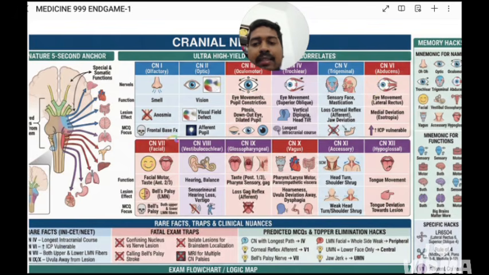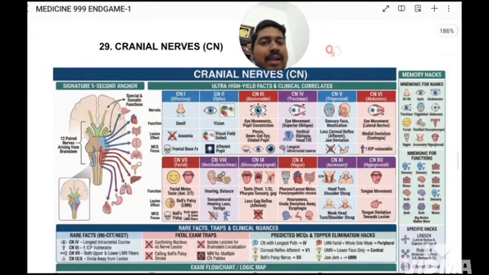Now, the 7th cranial nerve is very important. We'll go through this in ENT, so we won't discuss much here. The 8th cranial nerve also we'll see in ENT. The 9th is important because of loss of gag reflex. This occurs in 2 conditions: one is bulbar palsy, and second is pseudobulbar palsy. So you should know what is bulbar palsy and what is pseudobulbar palsy.